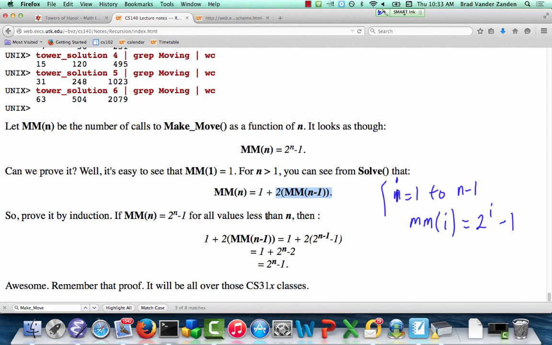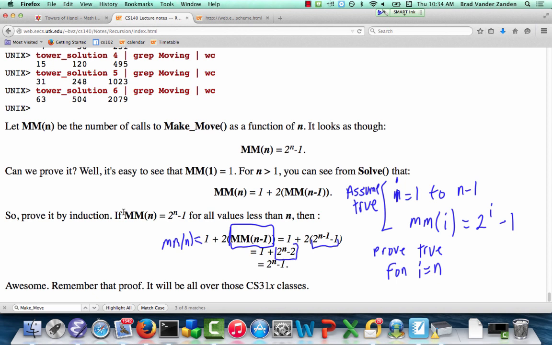Okay, so we'll assume it's true. And now we need to prove true for i equals n. Well, if we make that assumption, we know that m of n equals this. We can substitute in the expression 2 to the n minus 1 for this. That's what is called our inductive hypothesis. We know that 2 times 2 to the n minus 1 is 2 to the n. So that gives us 2 to the n minus 1, which proves it.